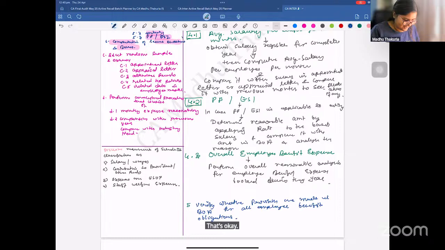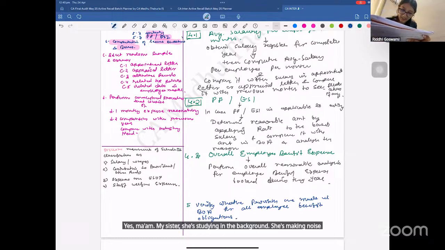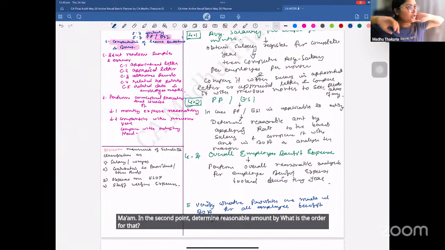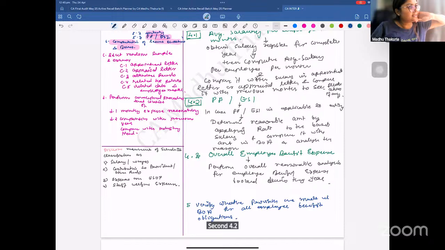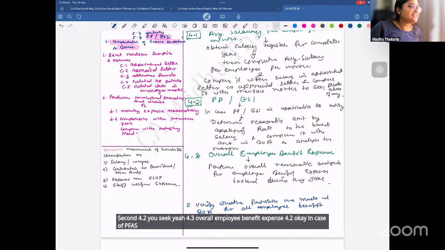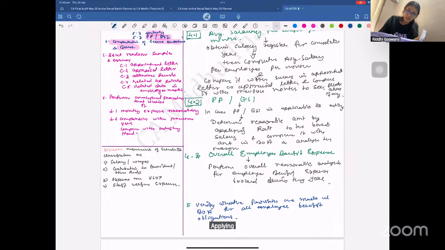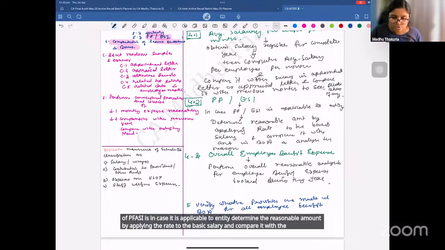Ma'am, in the second point, determine reasonable amount by, what is the word after that? Second, 4.2. Overall employee benefit expense 4.2. Okay, in case of PF, ESI, in case it is applicable to the entity, determine the reasonable amount by applying the rate to the base salary and compare it with the amount recorded in books of accounts.